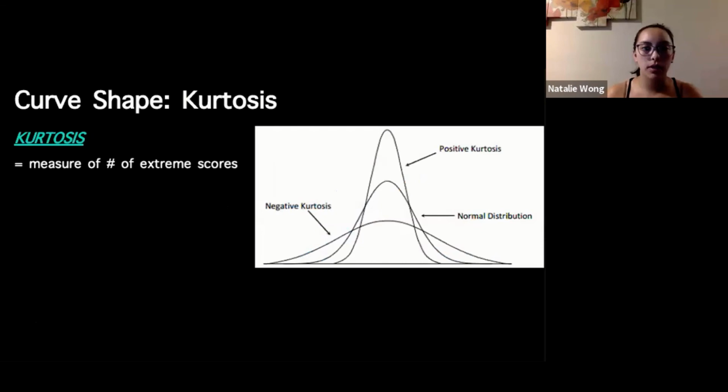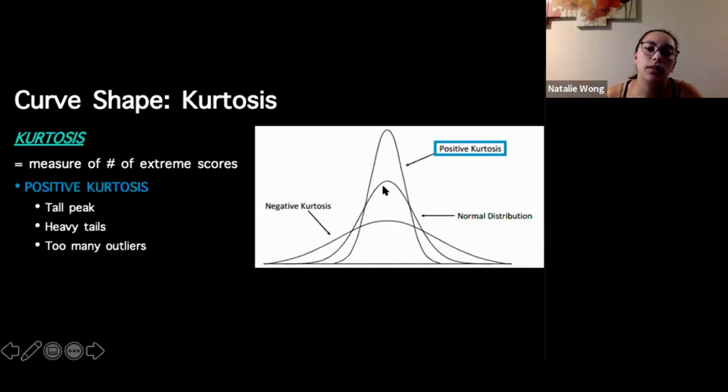Kurtosis is going to look at the quantity of outliers that exist. So we also have positive and negative kurtosis. And usually people like to focus on the peak, but again, you want to focus on the tails because the tails are where the outliers exist. Positive kurtosis is going to usually have a very tall peak. So that's this blue arrow, this one here. It usually has a tall peak and very heavy tails. So you can think about it as a lot of your data is clustered into the center, and then there are very few or small frequencies of outliers that dot out to the end of the tails. Okay, so positive kurtosis means that you have a lot of outliers.